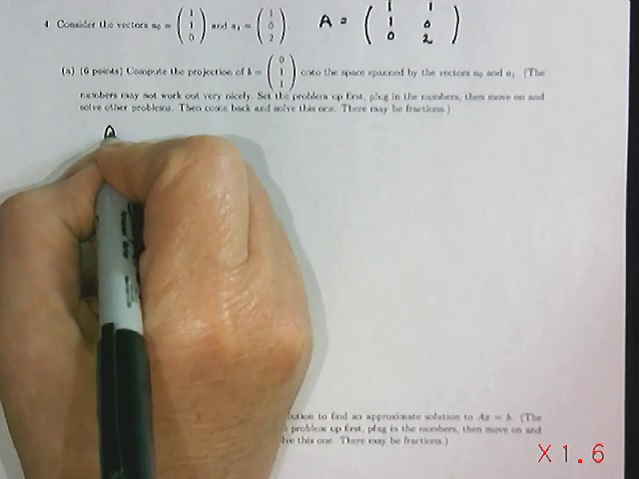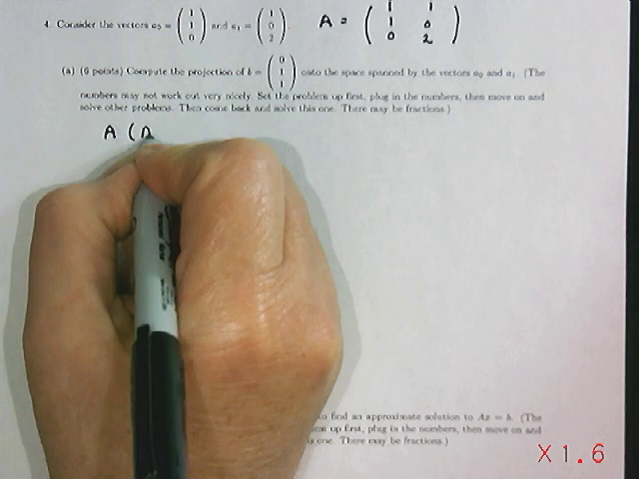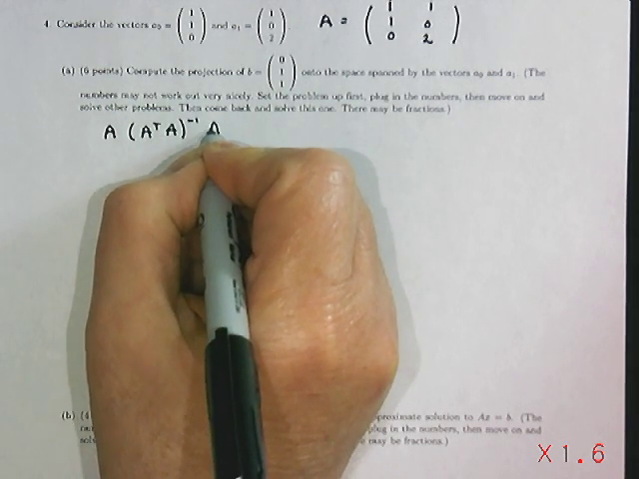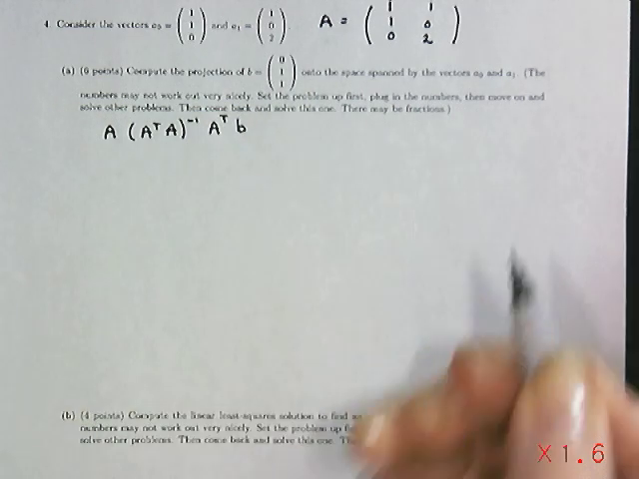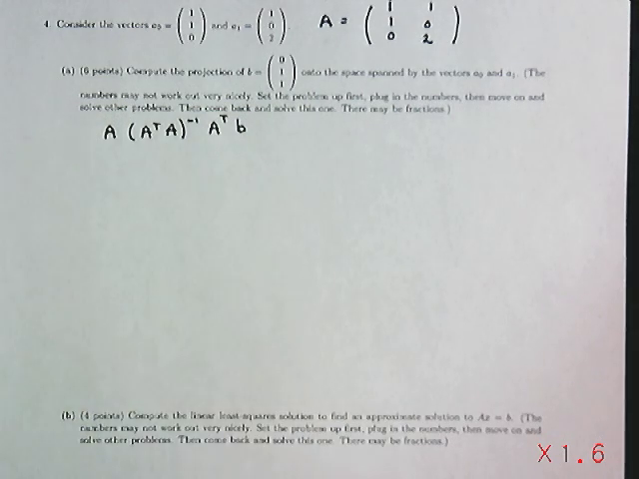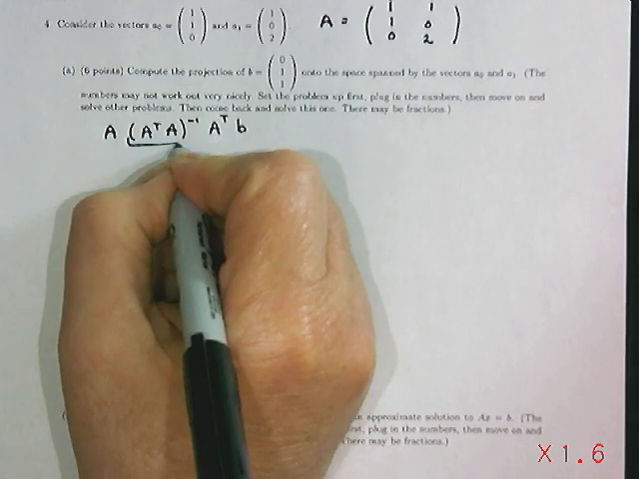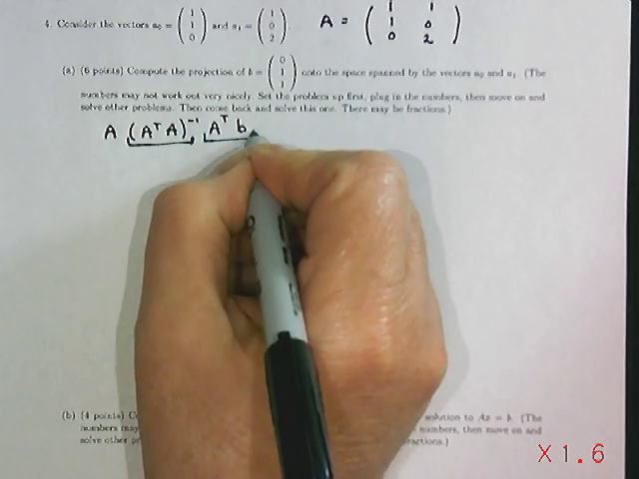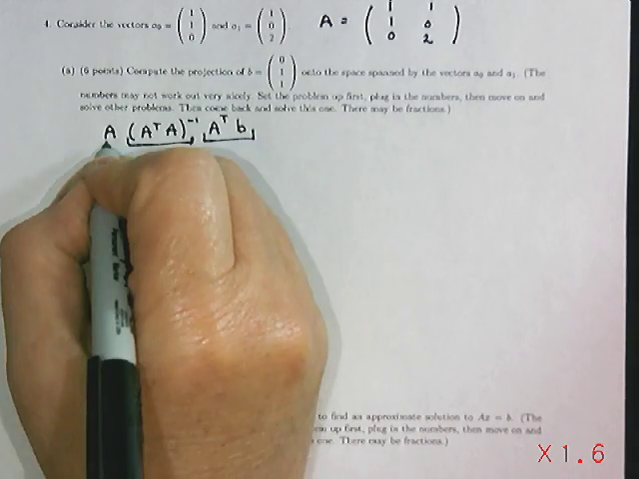It's given by A times A transpose A, quantity inverse, times A transpose B. So all we need to do is find out the pieces. I'll first figure out what A transpose A inverse is. I'll determine A transpose B. I'll multiply these, and then I'll multiply by A.